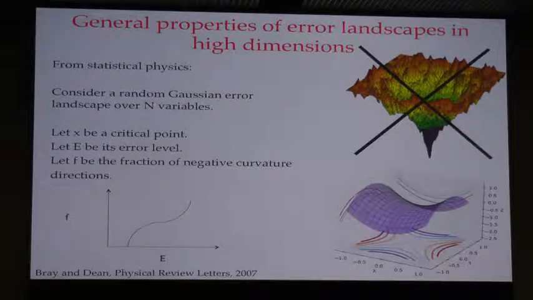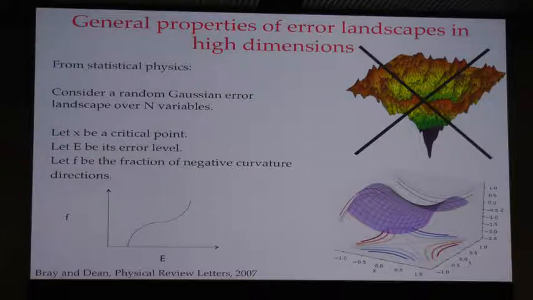Consider a random Gaussian error landscape over n variables. So you have a scalar function over n variables. If you evaluate the scalar function at any two points, they're jointly Gaussian distributed. So it's a single draw from a Gaussian process. That's your error landscape. There's no other structure in it other than smoothness. Now, that will generically have many, many critical points. So let x be a critical point where the gradient vanishes.